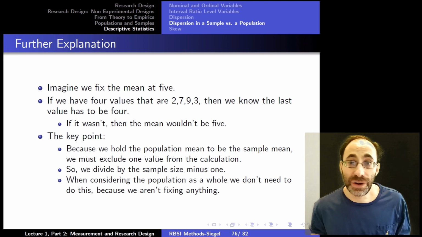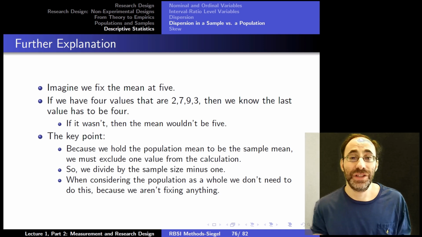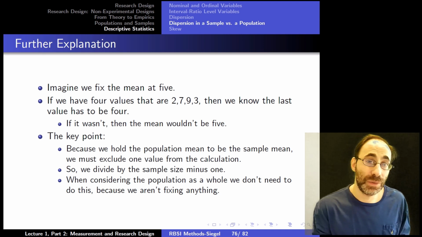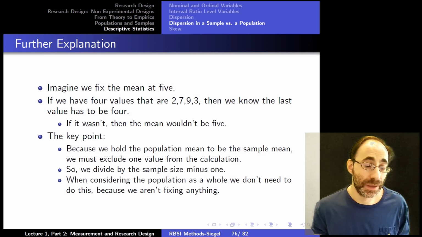When we deal with the population as a whole, we don't need to do this because we're not fixing anything. Right? The population is free to be whatever it wants to be. We actually measure the population mean and don't need to assume that the sample mean is equal to the population mean. So we don't subtract 1.